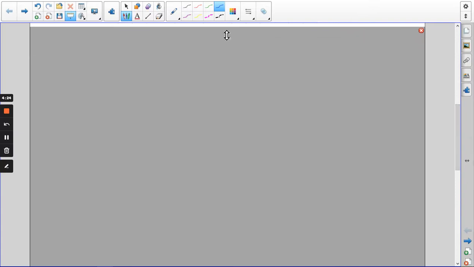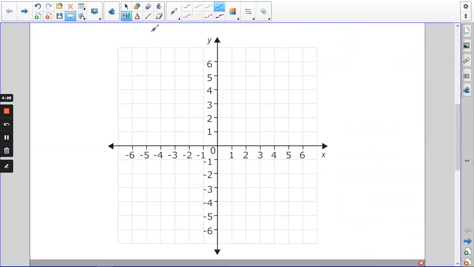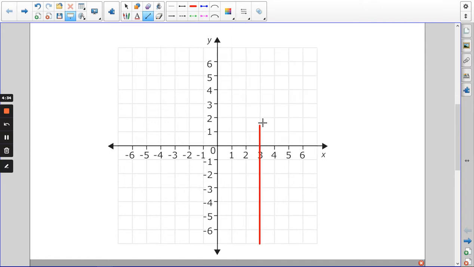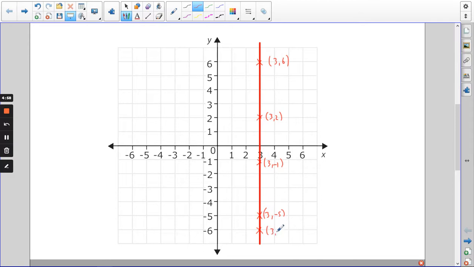When you're ready, you'll need a new set of axes. This time I'm going to make a vertical line, so I'll do it in red. I'm going to have a vertical line that goes there, and I'll put some coordinates on it. Now, what do all of these coordinates have in common? I've got (3, 6), (3, 2), (3, -1), (3, -5), and (3, -6). What do they have in common?